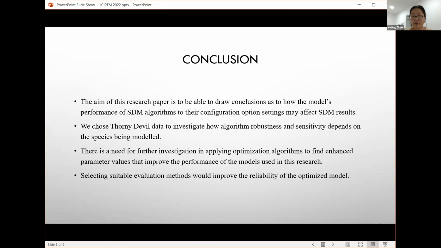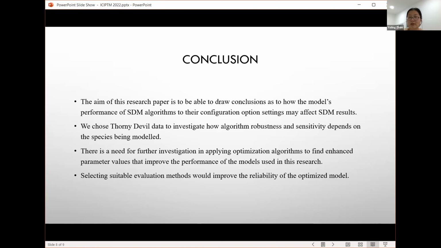So in conclusion, the aim of this research paper is to draw conclusions on how the model performance of species distribution algorithms relates to their configuration option settings, which may affect SDM results. It will also investigate how algorithm robustness and sensitivity depend on the species being modeled. There is a need for further investigation in applying optimization algorithms to find enhanced parameter values that improve the performance of the models used in this research.